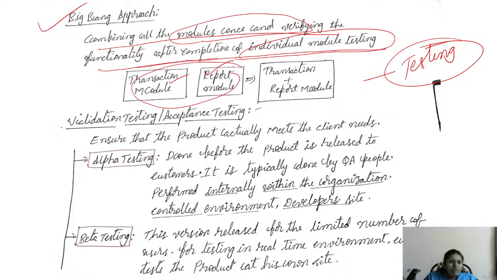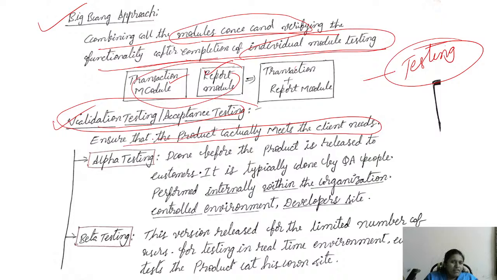Next one is validation testing, also called acceptance testing. It ensures that the product actually meets the client's needs. In validation testing, what we come to know is whether we are meeting the client's needs. Then there are alpha testing and beta testing, which are also very important terminology.